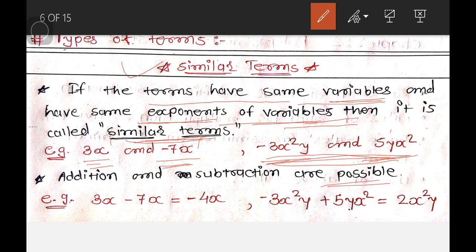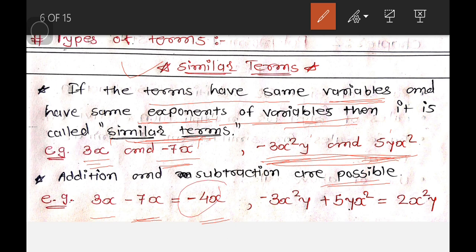So here is one example, 3x minus 7x. According to the above rules, here the two terms have different signs, so we do subtraction. So we subtract 3 from 7. So 7 minus 3 is equal to 4x, and here 7x is the last term, so we put a minus sign here.